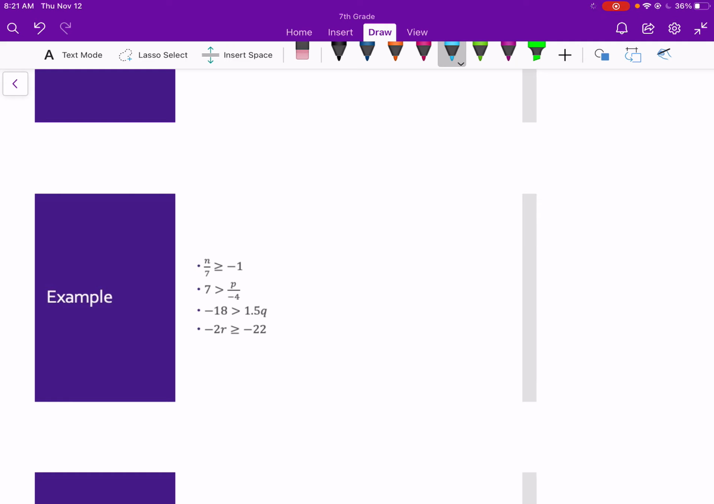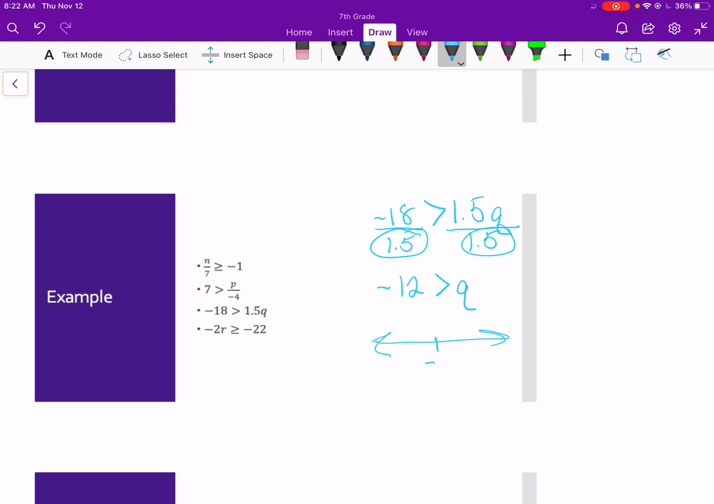Checking out our next example, negative 18 is greater than 1.5q. Trying to get q by itself. Remember, if we don't have a symbol in between a number and a variable, we assume it's multiplication. The opposite of multiplication is division, so I'm going to divide both sides by 1.5. So if we take negative 18 divided by 1.5, we get negative 12. Notice we are dividing by a positive number, so we're going to keep our symbol the same way. And then we have q.